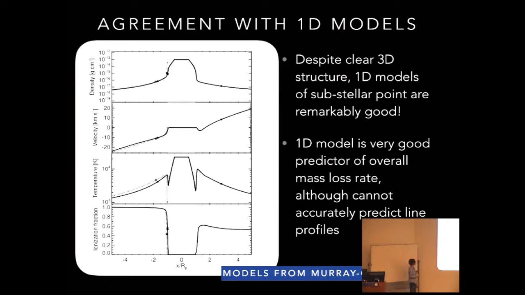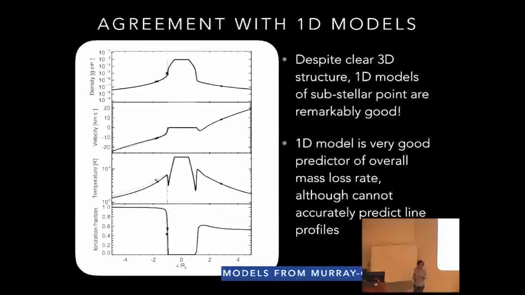And in fact, with a simple geometric correction, you can use these 1D models to capture the mass loss rates. And that's a really good thing, because it's a pain to do an expensive 3D SMR simulation for every different hot Jupiter that you might want to study, but you can at least get, in the non-magnetized case, a reasonable estimate of the mass loss rate.